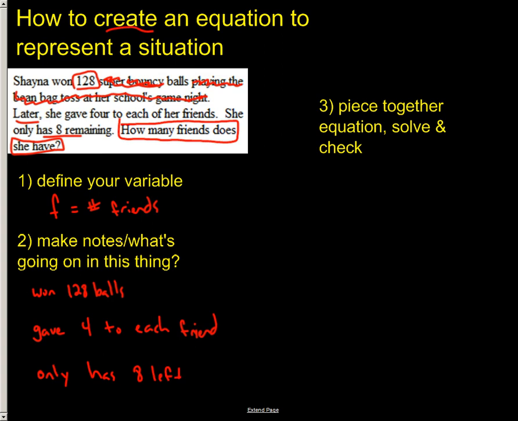Okay, so what happened first? She won 128 bouncy balls. So there we go, there's 128. That's the bouncy balls right there. I've used this piece of information. Then she gives away four to each friend. So I'm going to take away four that she gives to each friend. Well, if I multiply four by the number of friends she has, that's how many she has given away. So 4F, that's giving four to each friend.